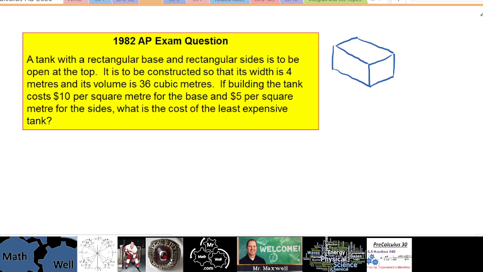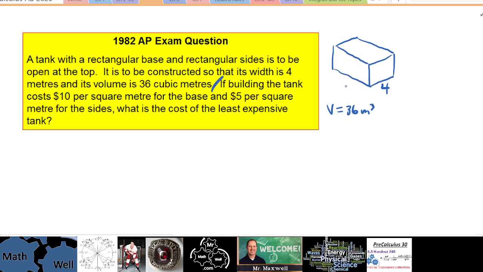It's to be constructed so that the width is 4 meters. I'm going to put the 4 there. And the volume is 36 cubic meters. All right. Okay, now we'll just pause right there. We don't know anything more about the construction of the box other than now that there's a cost involved in the second half. So let's just focus on this first half.